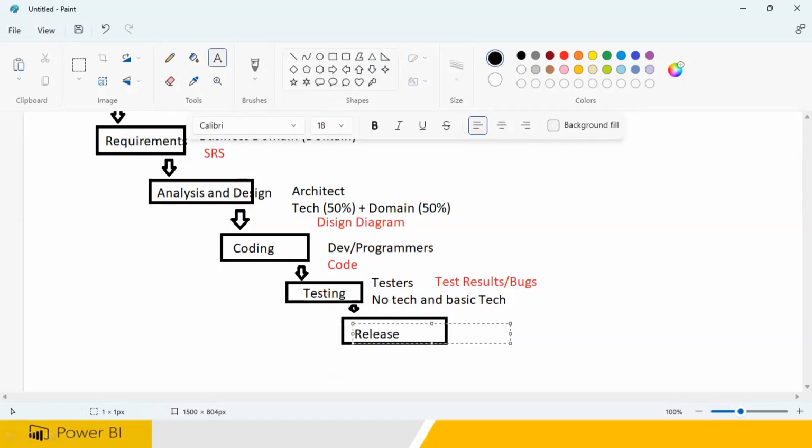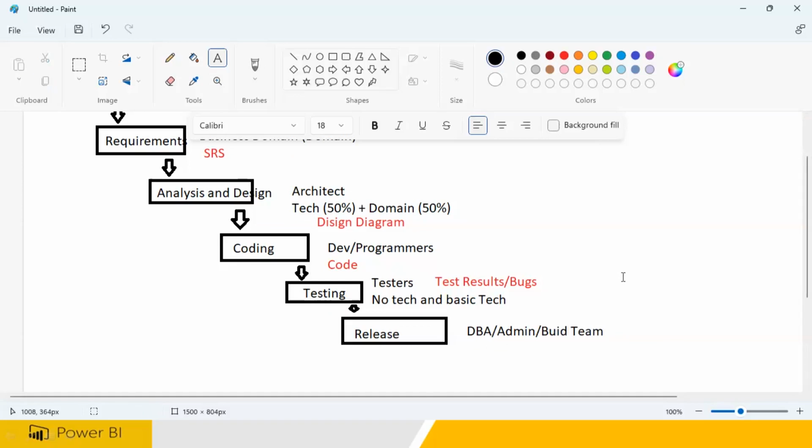Once everything is done, this will be done by the DBA team, or the admin team will be installing it, or you will have a building team who is going to be installing. Tell me, if you're buying a car or a TV, who is going to be installing the TV? The manufacturing guy will not come to your home. One more installation team is going to come. They will be installing the TV in your home.